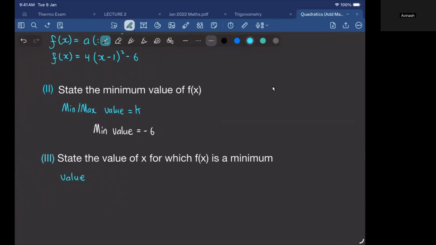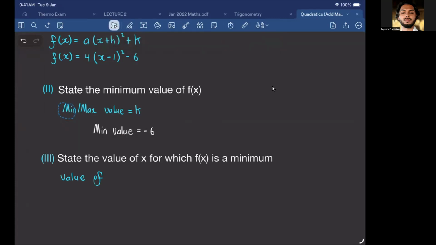But I didn't get it. I didn't really do part 3. It was like negative h, but h was already a negative, so I was kind of confused. I'll show you what happened.